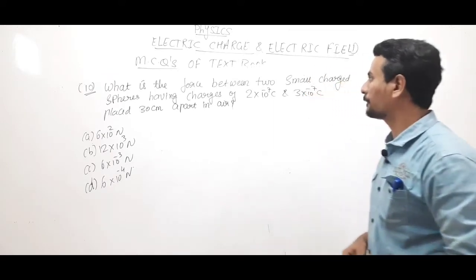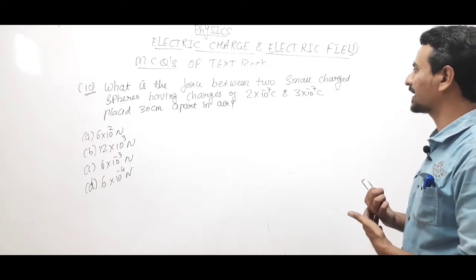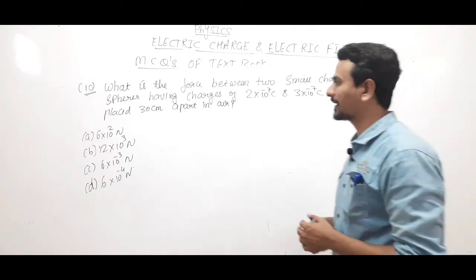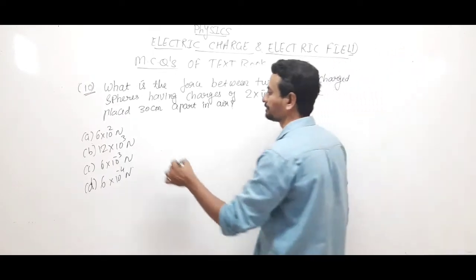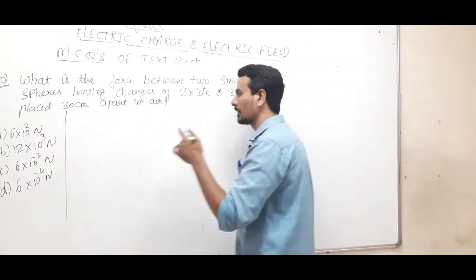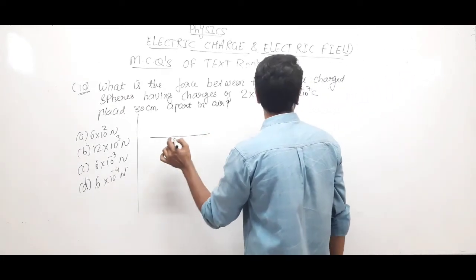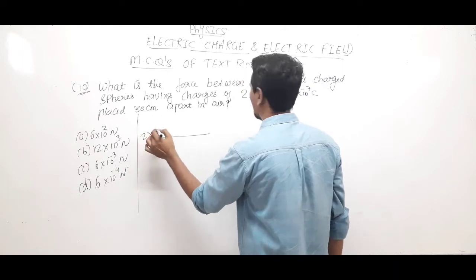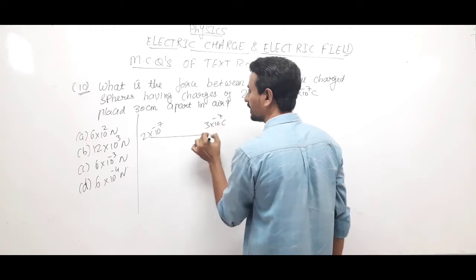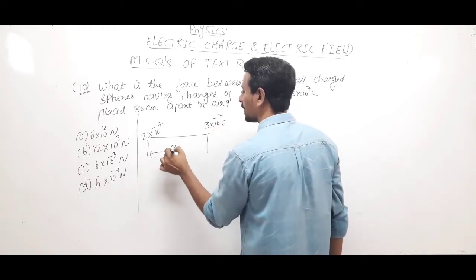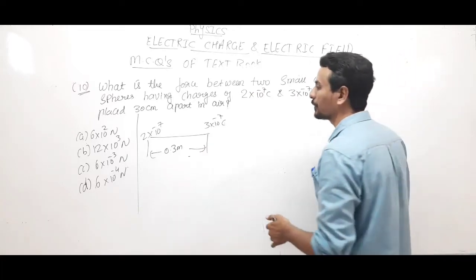10th one, what is the force between two small charged spheres having charges of 2 into 10 raised to minus 7 and 3 into 10 raised to minus 7 placed 30 centimeter apart in air? This is your first sum of exercise. These are the two charges, placed at a distance of 30 centimeter, that is 0.3 meter. So we have been told to calculate the force between two charges.